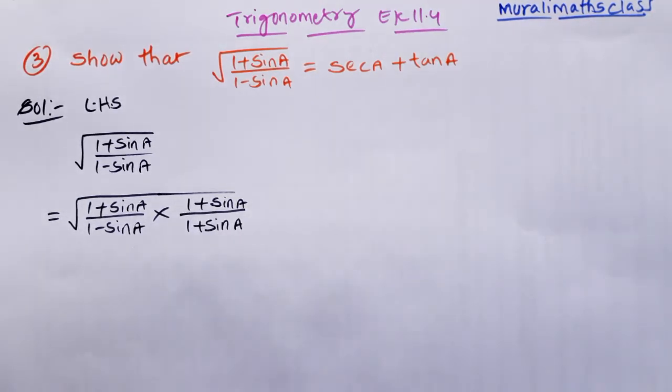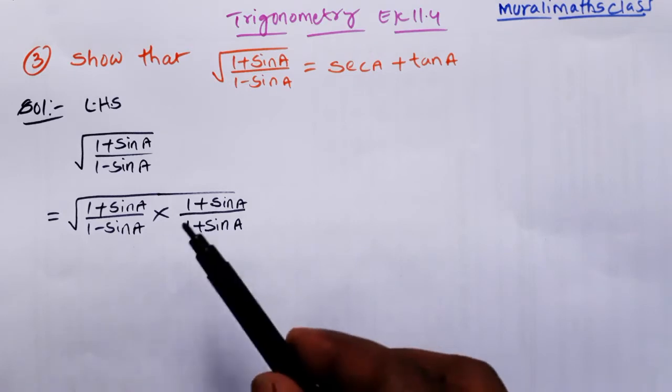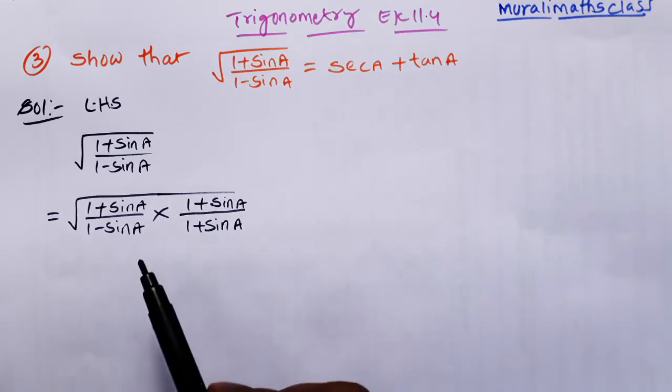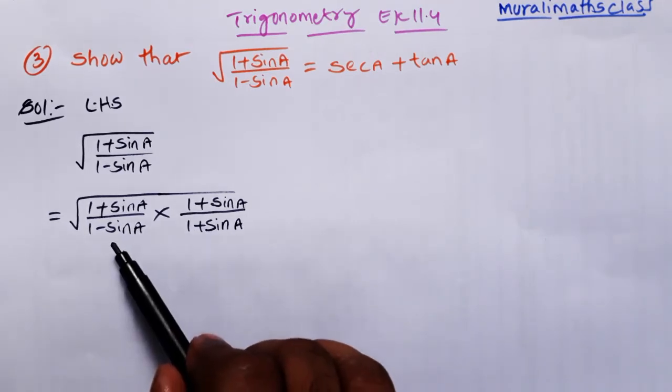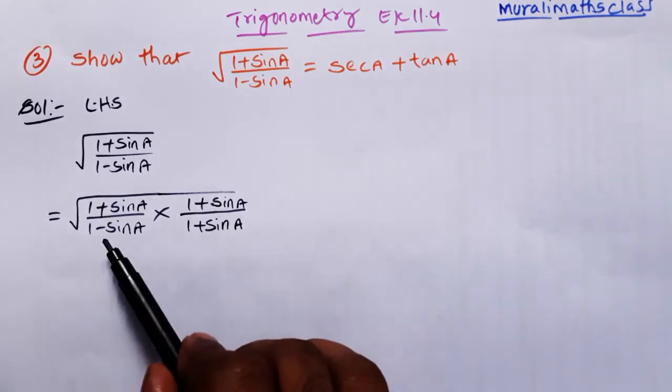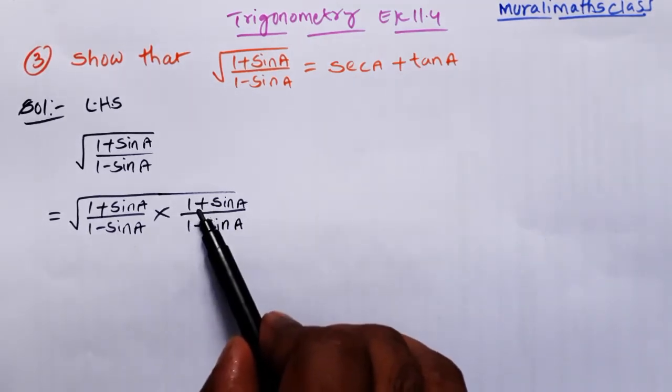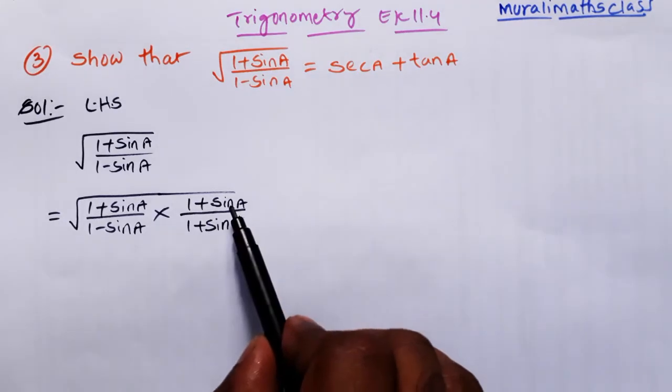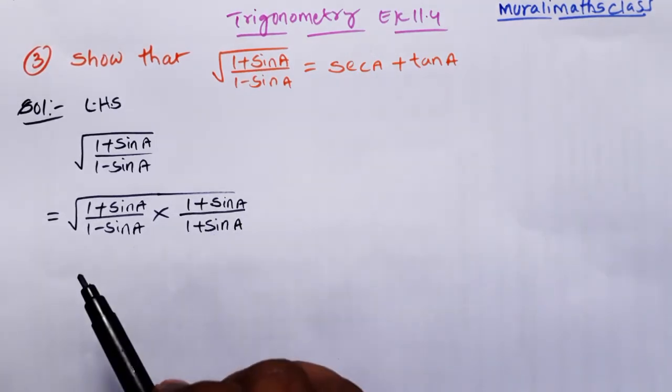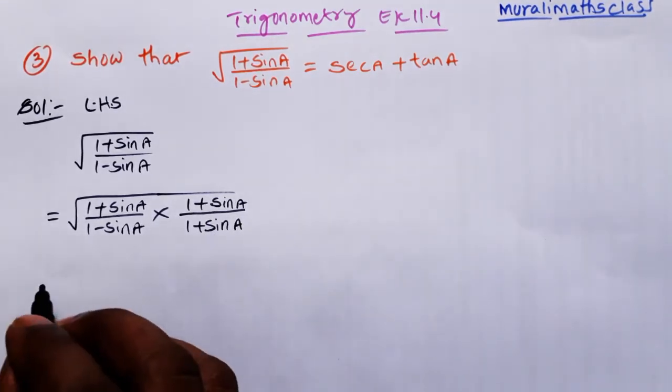This is the second step. In the previous problem also we applied the same process. Denominator conjugate. Conjugate means what? If it is minus here, we have to take plus, that's all. Okay, 1 plus sin A by 1 minus sin A, times 1 plus sin A by 1 plus sin A. This is the second step.